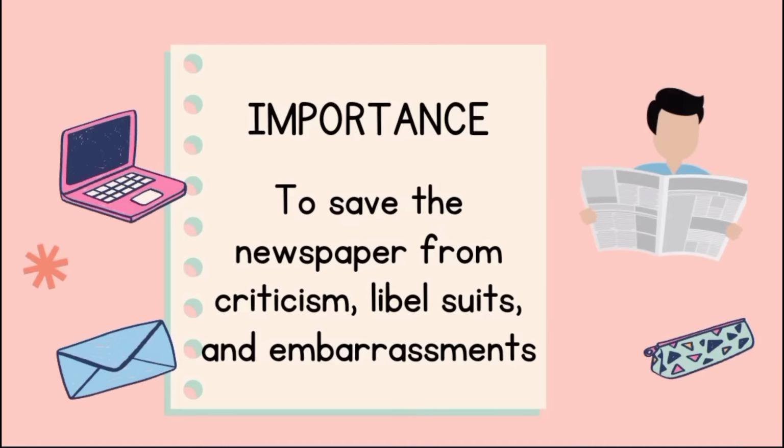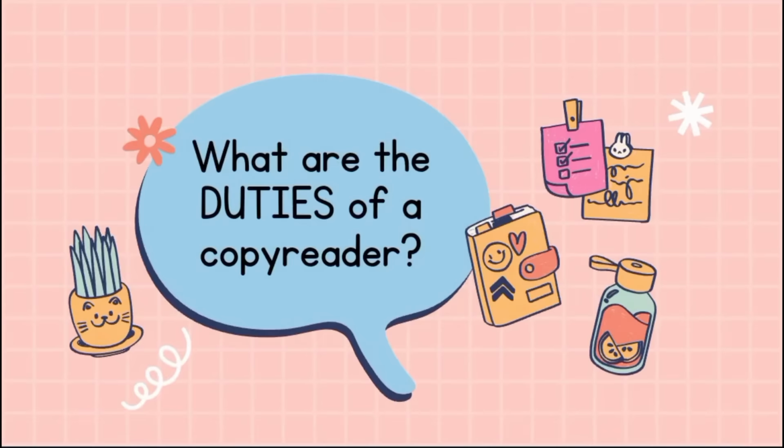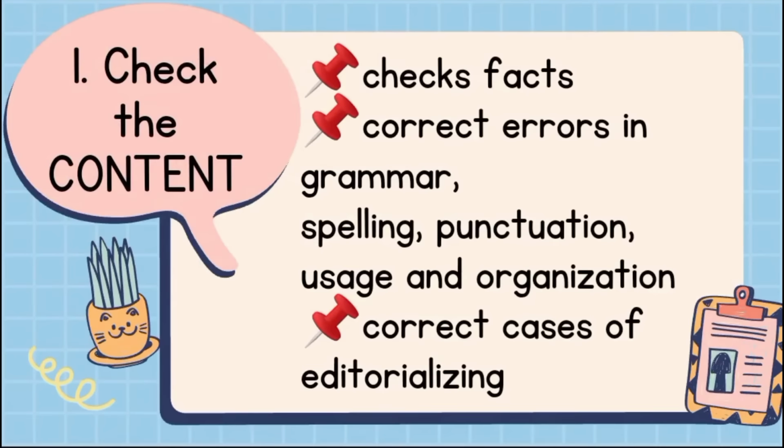Specifically, what are the duties of a copy reader? Number 1, check the content. First, you check the facts. Did the writer put the correct names of people and places? Did he put the correct time and place? Are the details correct? Next, as a copy reader, you correct the errors in grammar, spelling, punctuation, usage, and organization.